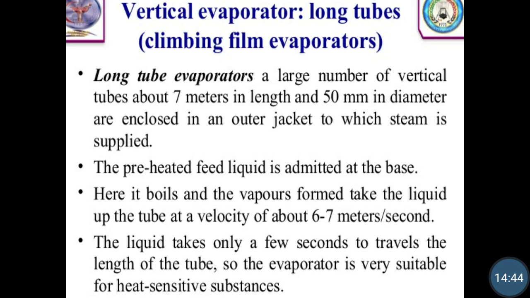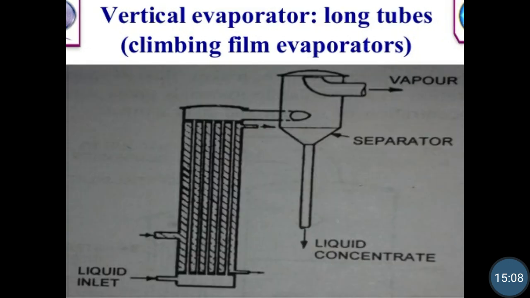The next are the vertical evaporators, or the long tube climbing film evaporators. Okay, so the third type of evaporators are the film evaporators. In that, again there are two types: the vertical film evaporators, that is climbing film evaporators, and the horizontal film evaporators. So the first one here is the climbing film evaporator, or vertical film evaporator.